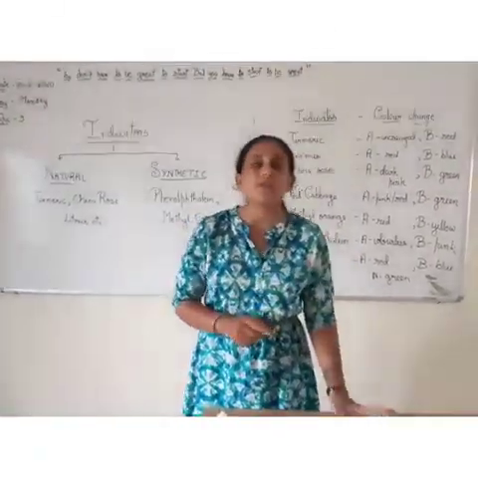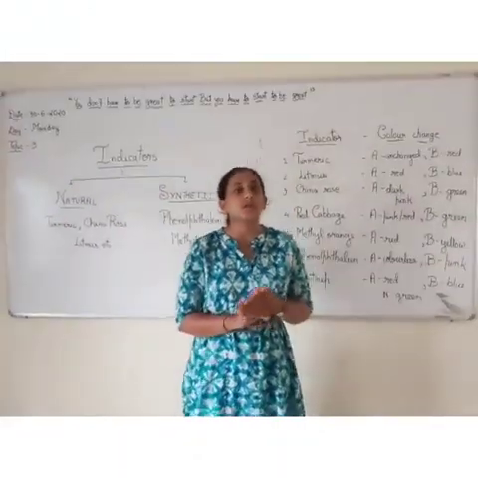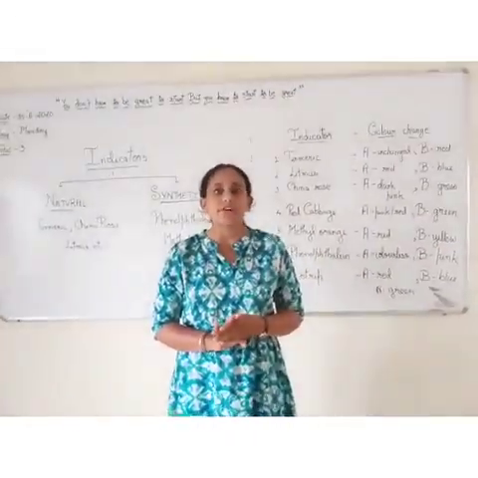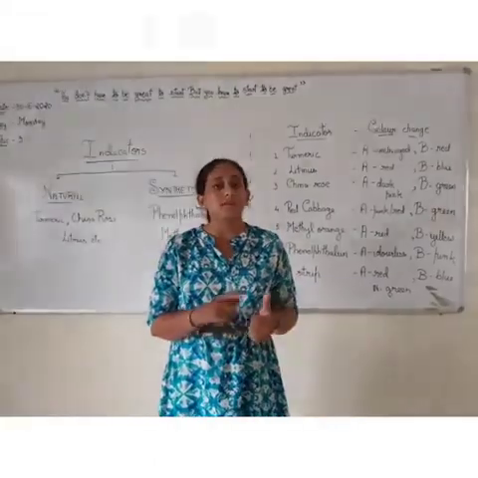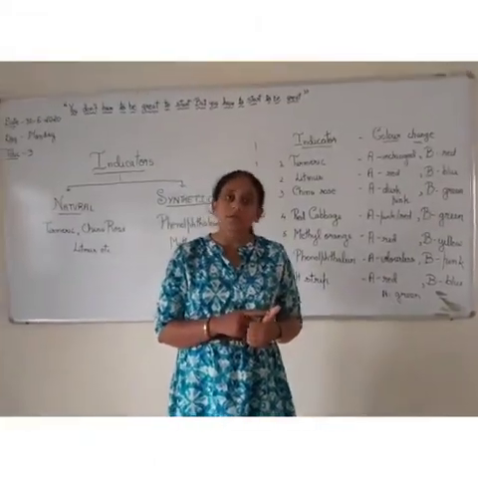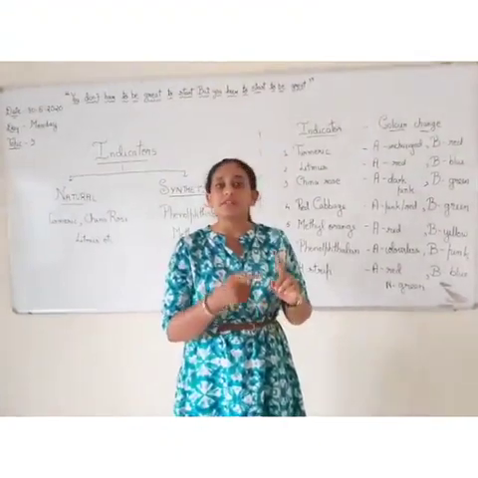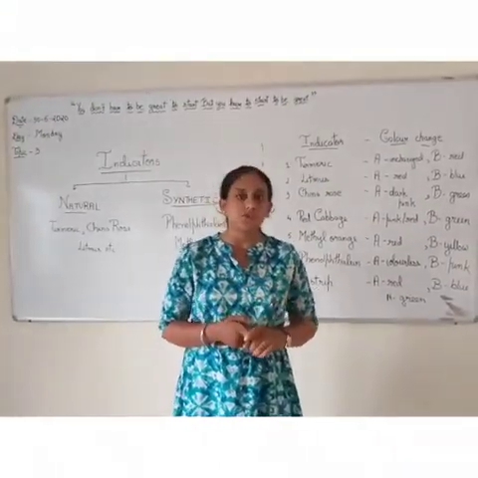So the pH paper works with the same phenomena, but in a litmus paper you can only identify whether a given liquid is an acid or a base. But in a pH paper, you are able to identify whether it's an acid, base or a neutral solution.